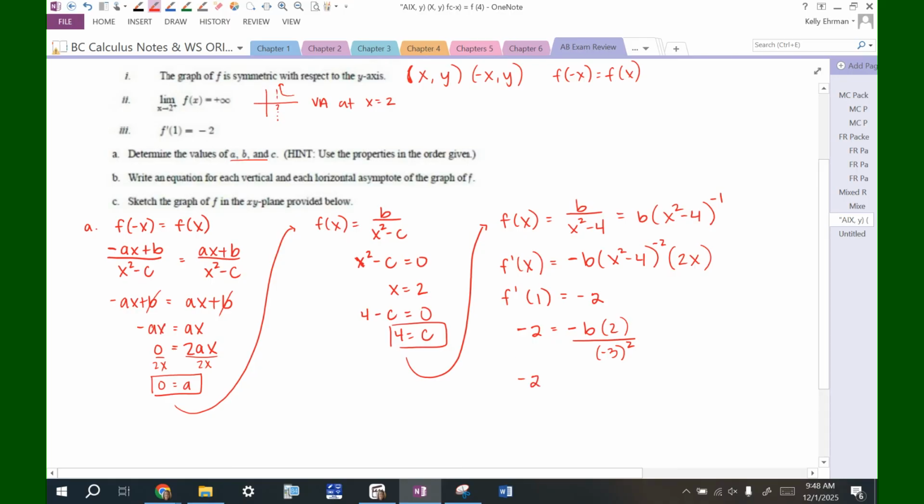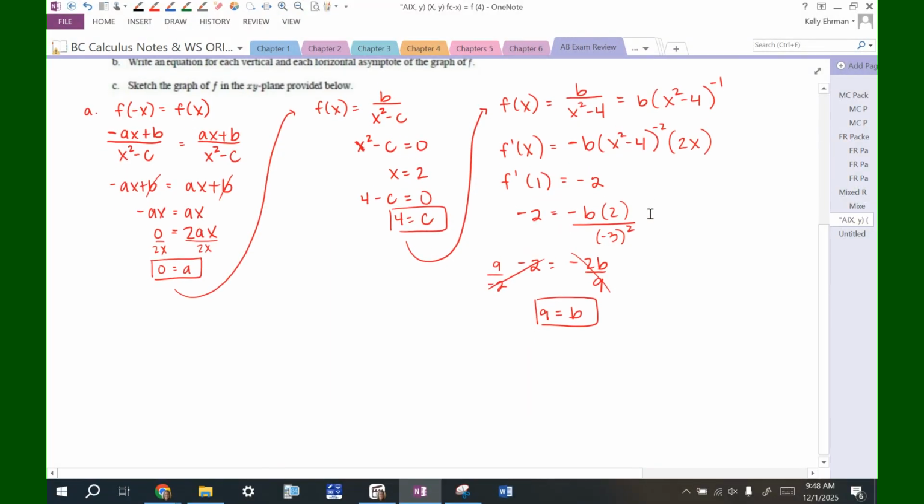So negative 2 equals negative 2b over 9. So let's multiply by 9 over negative 2. So I'm getting that b is equal to 9. So determine the values of a, b, and c. Okay. And so just as a final note, now we know what f of x is. It's equal to 9b over x squared minus 4. So 9 over x squared minus 4. So there's f of x.